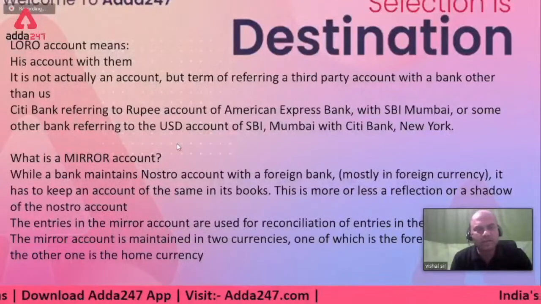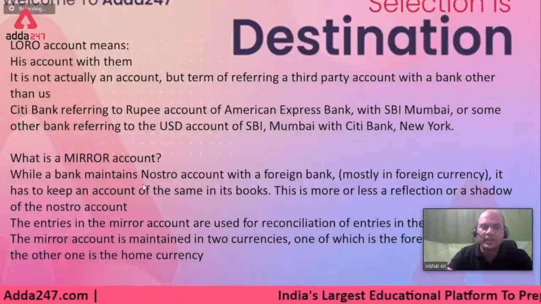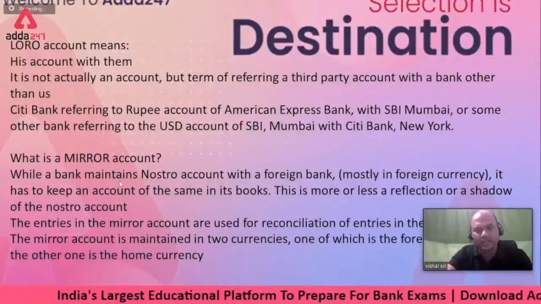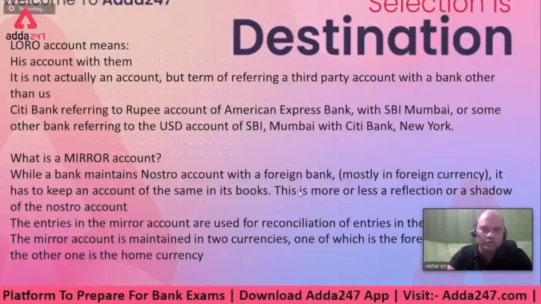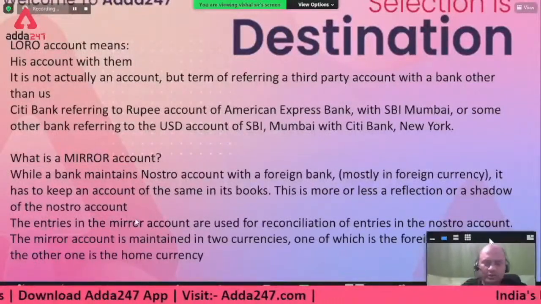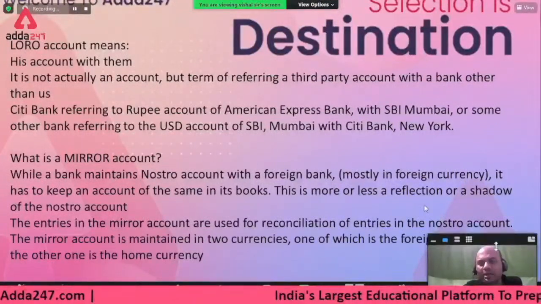While a bank maintains a nostro account with a foreign bank, mostly in foreign currency, it has to keep an account of the same in its books. So it is copying the same account in the reverse way, like a mirror, in its own books. This is more or less a reflection or a shadow of the nostro account. Whatever is credited in nostro will be debited in mirror.